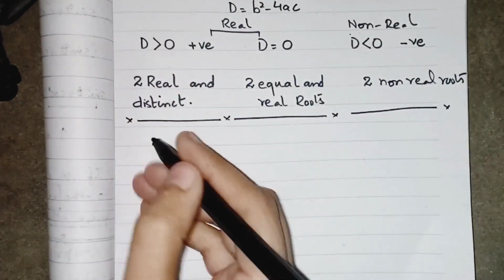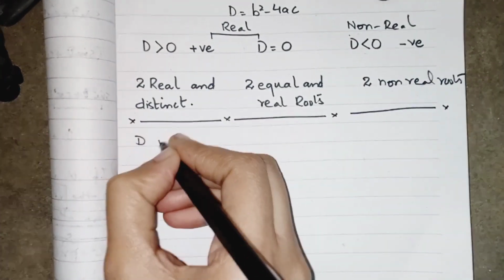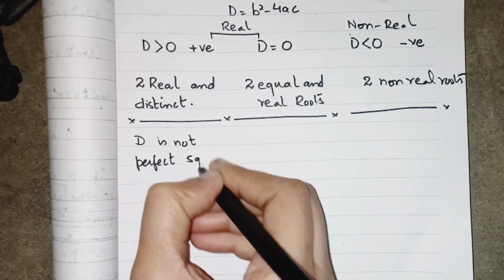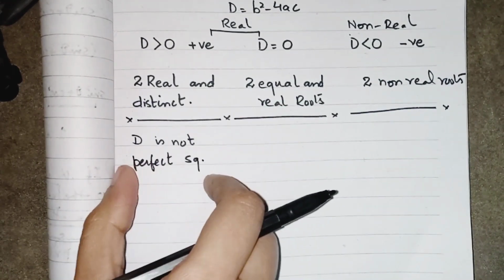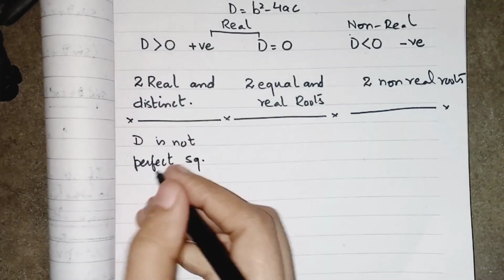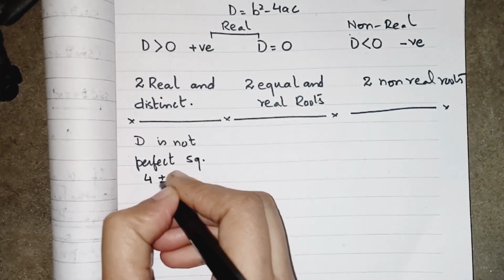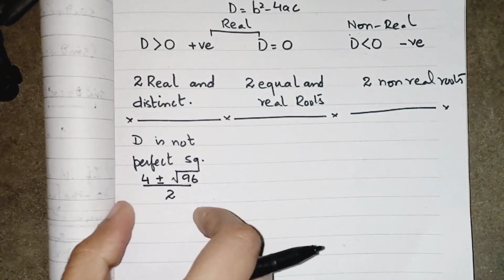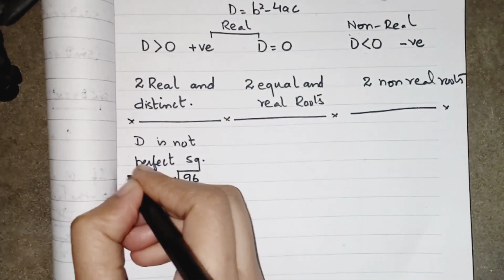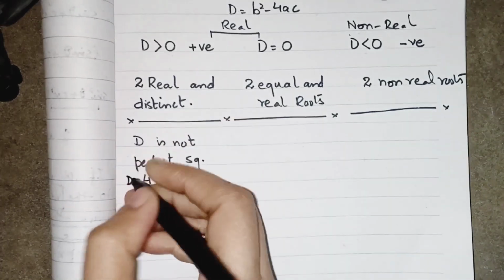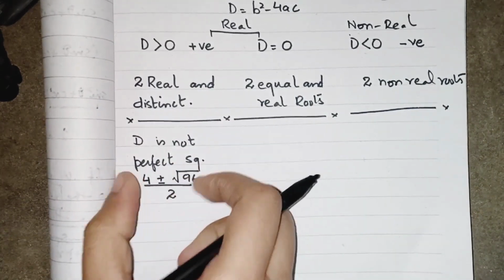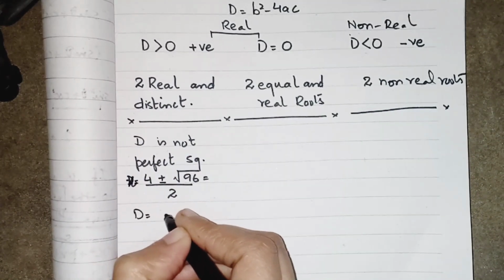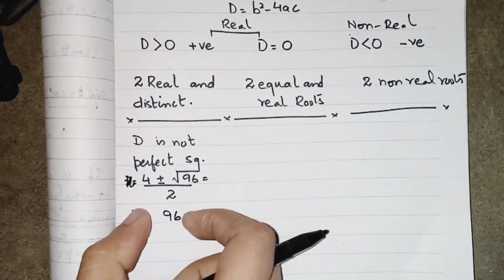Now moving a step ahead to understand these conditions. For 2 real and distinct roots, D is not a perfect square. When D is not a perfect square, for example 4 plus minus root 96 upon 2 is my quadratic equation's solution. So D is not a perfect square, which shows that D is equal to 96. This one is not a perfect square number.